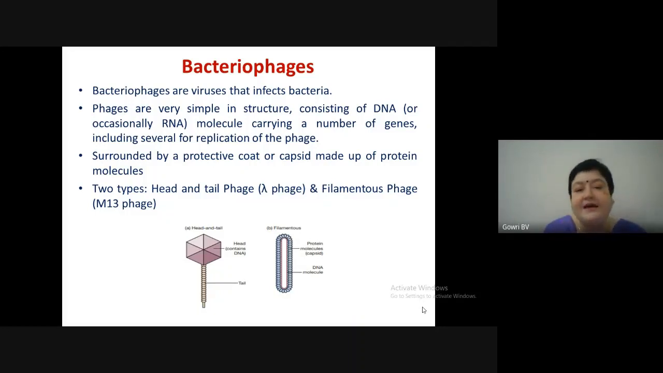Going down to the diagram. On the left side, you have a head and tail phage, which contains a head, that is the capsid coat, made up of protein bearing the DNA. On the right hand side, you have a filamentous phage that appears filamentous in structure and contains the DNA molecule within the capsid.